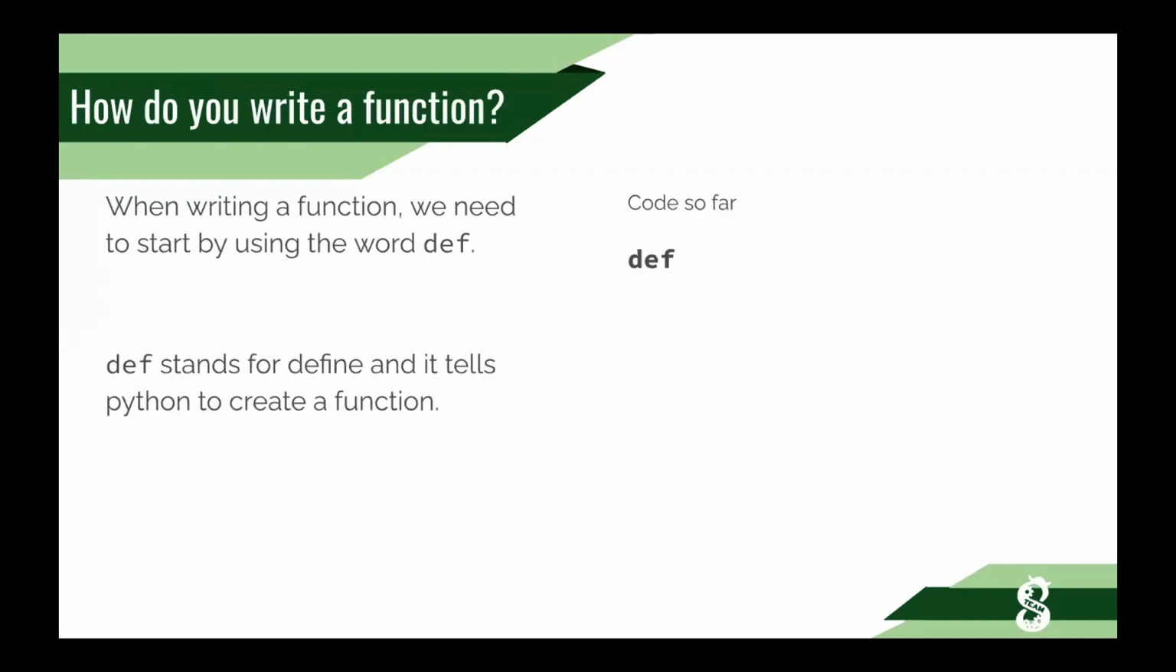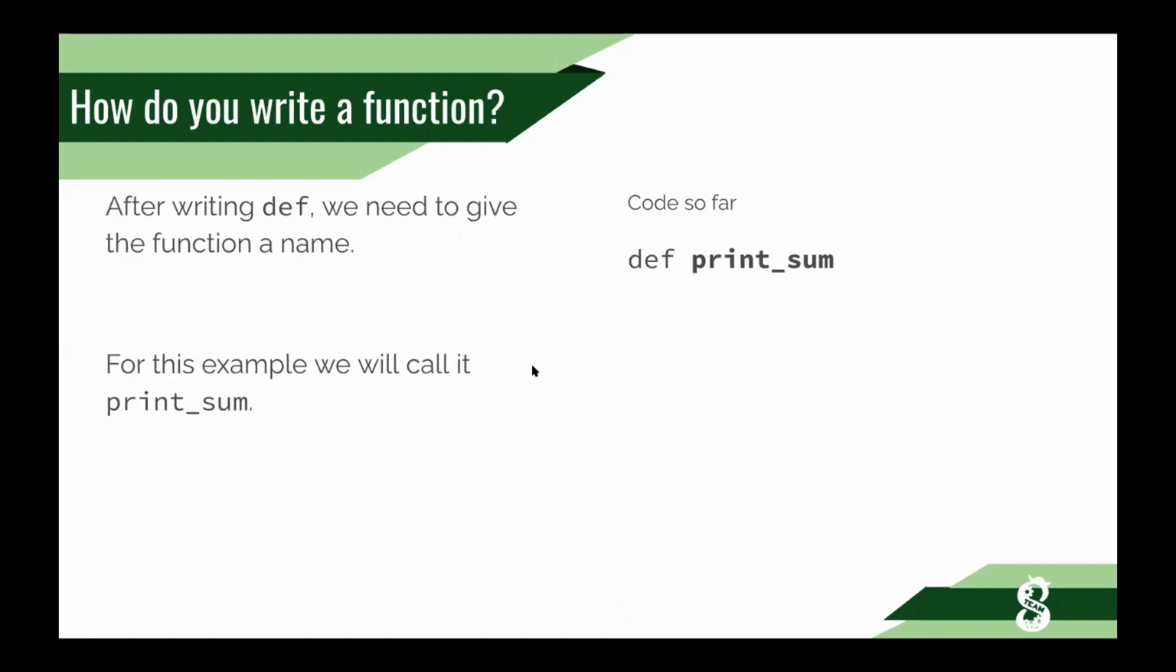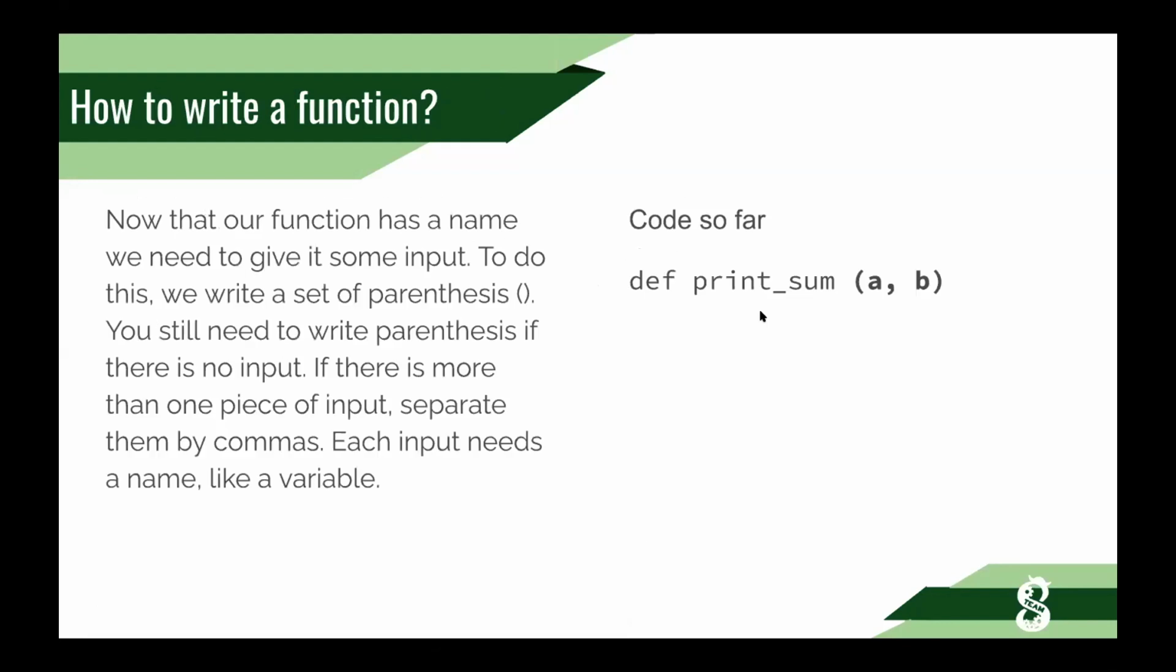So how do you write one? Well, to start writing a function, you need to give Python a keyword. This is similar to for loops and while loops and if statements. The keyword in this case is def. Def stands for define, and it tells Python to start defining a function. After writing def, we need to give our function a name so we can call it later. Here we'll be calling it print_sum. So our code so far is def print_sum.